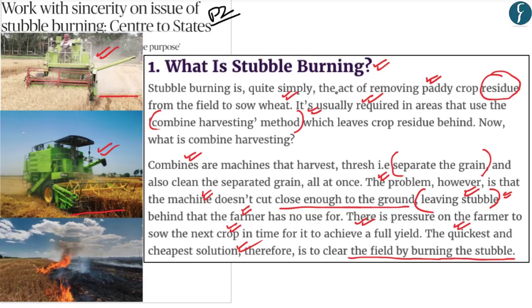So now hopefully you've understood what is stubble burning, wherein in simple terms it is the act of removing the residue of the paddy crop, which is left after the use of combine machines that separate the grain from the ground. However, after these machines separate the grain from the ground, they leave a stubble in the ground, and the farmer has no use for this stubble. And the quickest and the cheapest solution for the farmer to remove this stubble is to burn it. And this burning of stubble in Punjab and Haryana causes a lot of air pollution throughout northern India.